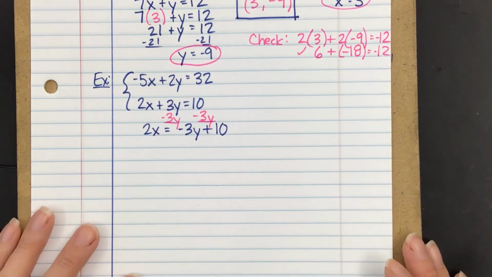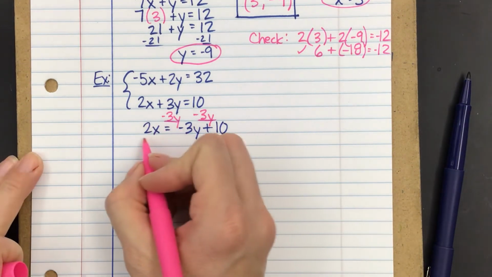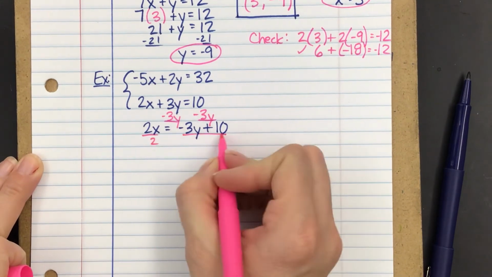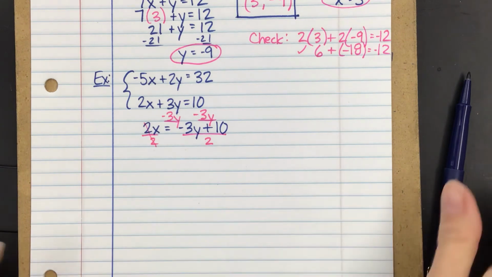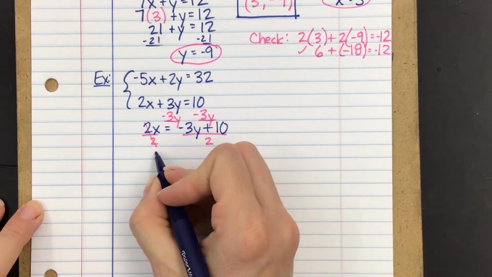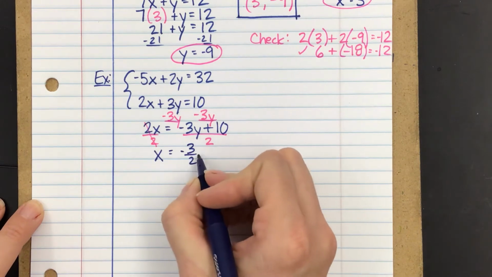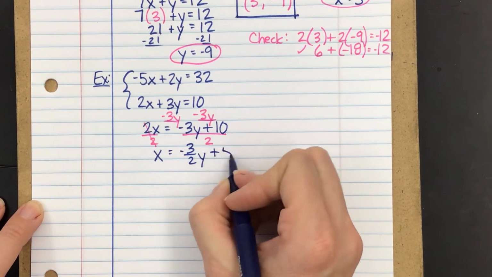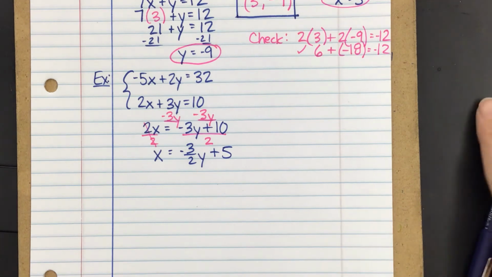Then I'll divide both sides by 2. And you get x is equal to -3/2 y plus 5. Like I said, you're going to sometimes have those fractions, and just leave them for right now.